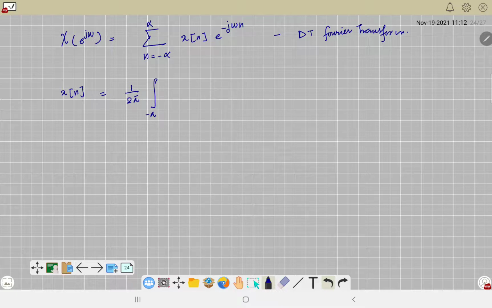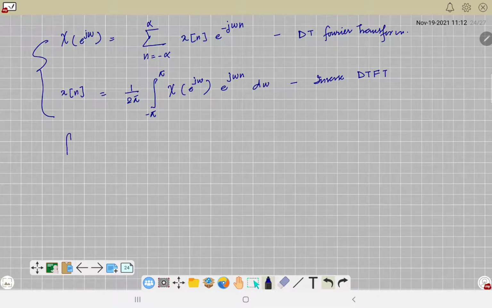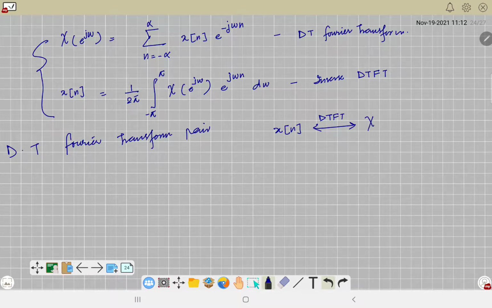So it will be from minus pi to plus pi X of e raised power j omega, e raised power j omega n d omega. So this will be the inverse discrete time Fourier transform. Together they form the discrete time Fourier transform pair. And as a notation, you can simply write it as x of n, double arrowed line, discrete time Fourier transform, like this. Yeah, and the expressions are here.